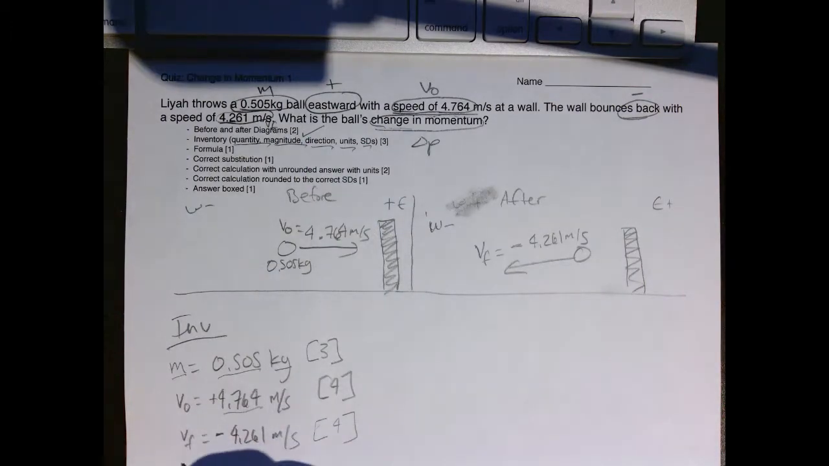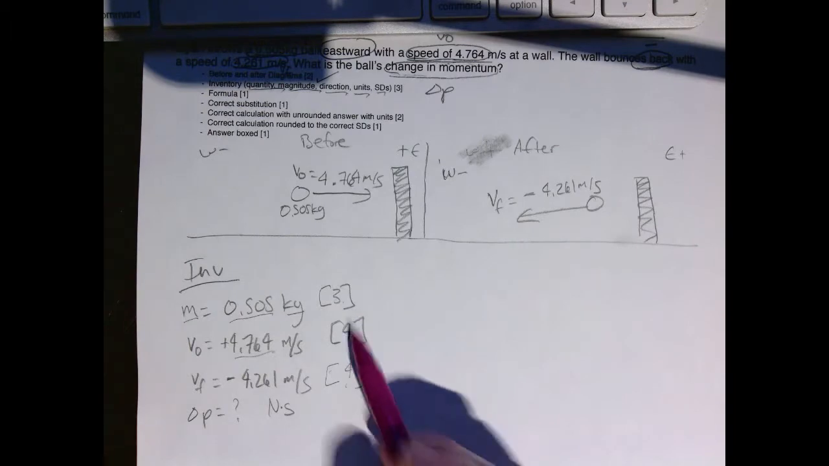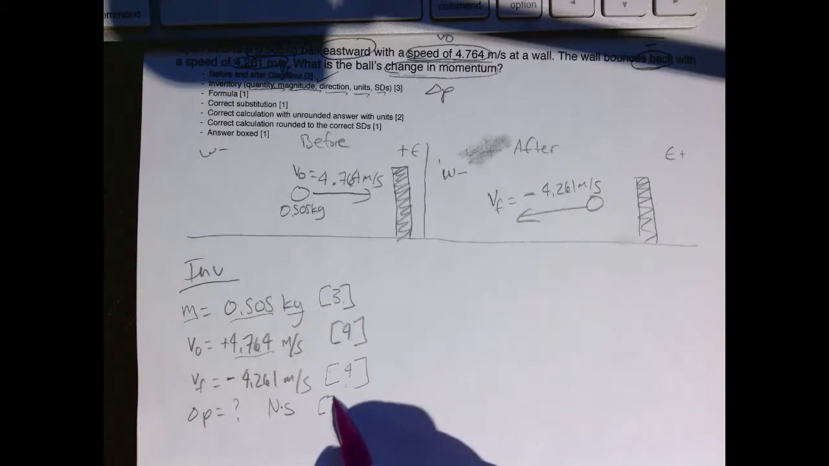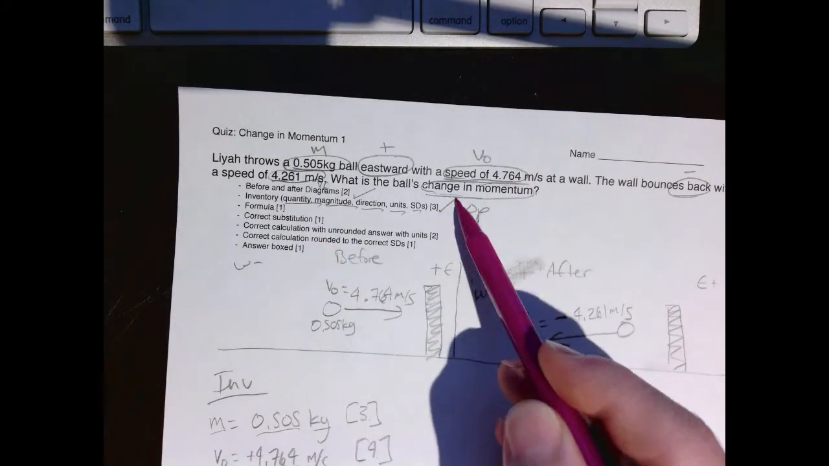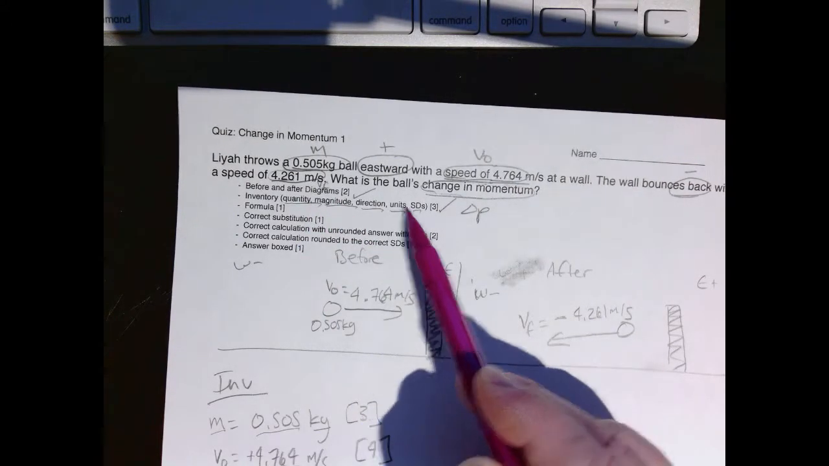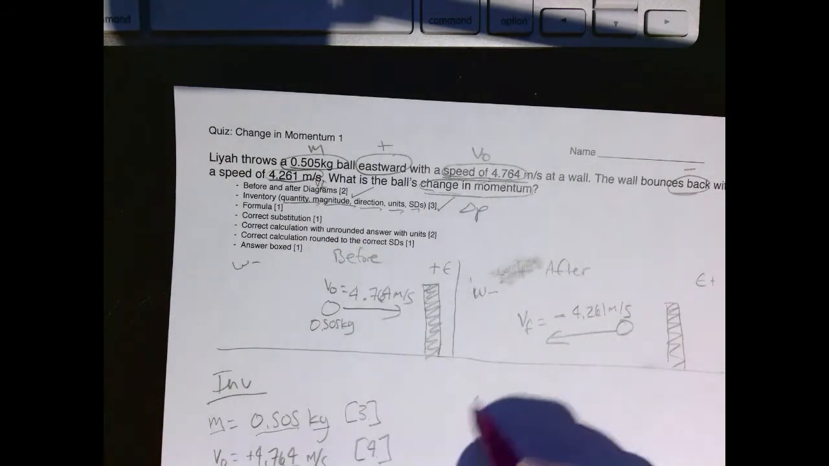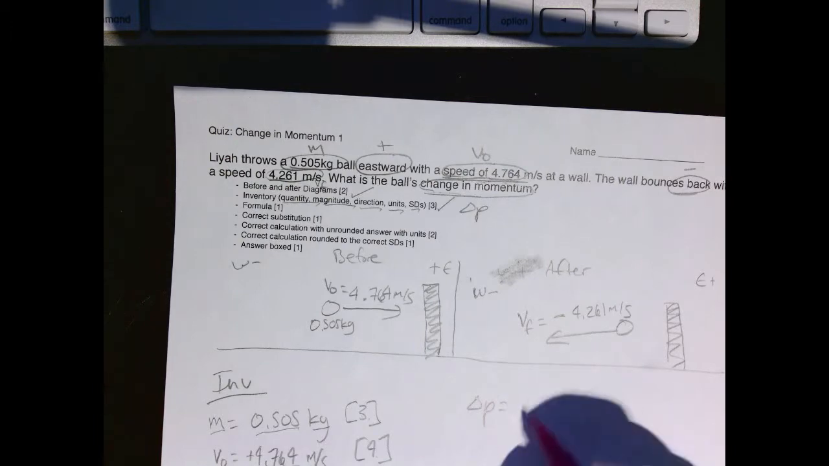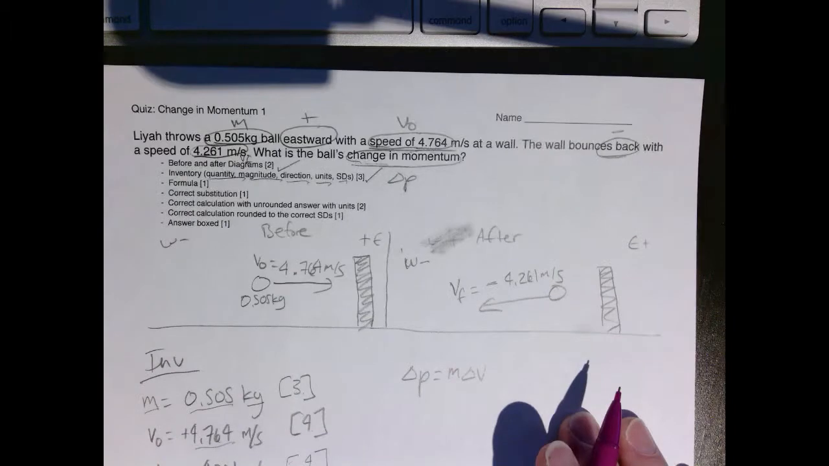And now I'm looking for the change in momentum. We don't know what that is. The units are going to be Newton seconds, not north-souths. And since we'd have a 3 and a 4 situation here, the final answer will be 3 significant digits. So we've done our inventory, quantity, magnitude, direction, units, significant digits, and now we need the formula. Well, change in momentum is mass times the change in velocity. That's the formula. So we're looking for delta P.